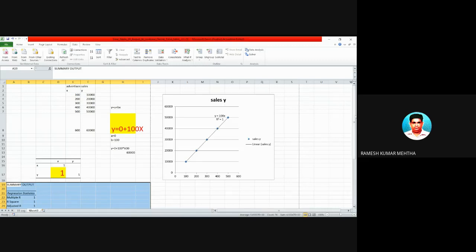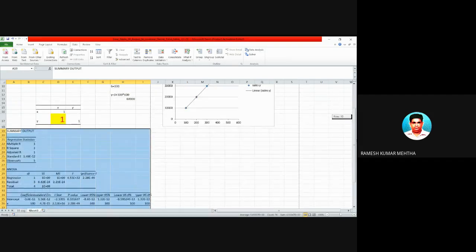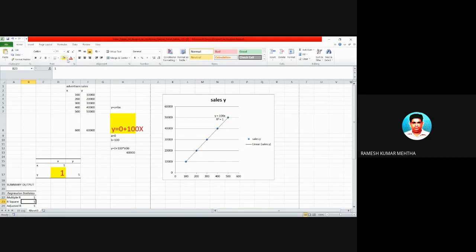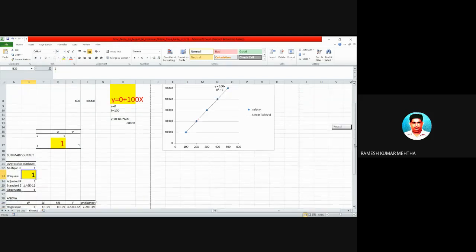So now जो मैंने R इधर फाइंड आउट किया था, आर स्क्वायर इधर आया 1 आया ना. आर स्क्वायर मैंने बताया था जब मैंने ग्राफ डाला था, आर स्क्वायर आया था, आर स्क्वायर इज 1. तो इधर भी 1 आया, इधर भी 1 आया. So by doing graphical way or data analysis tool, you will get the same values.